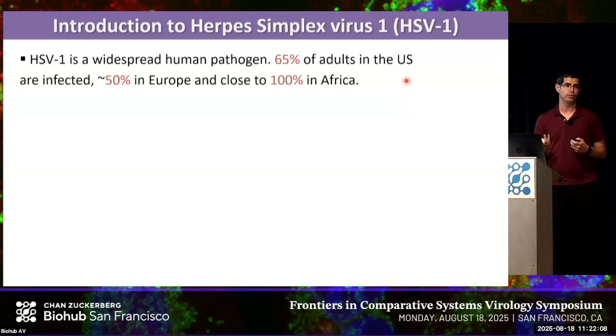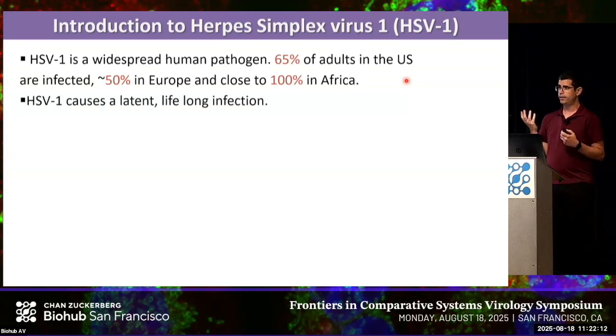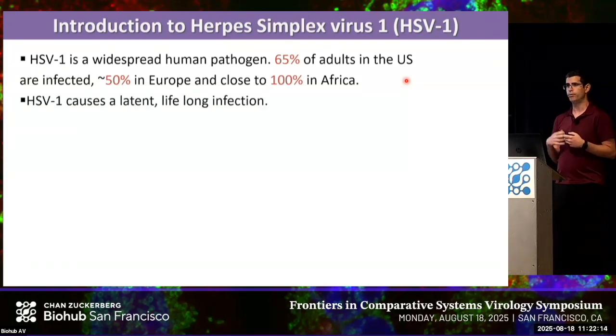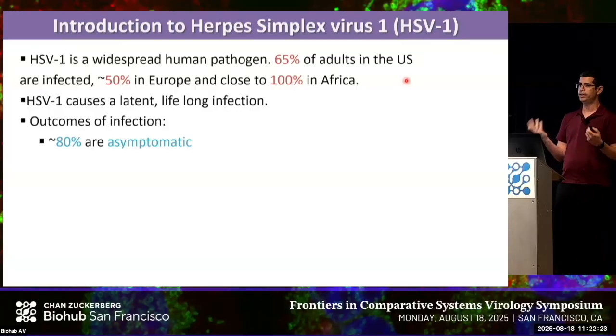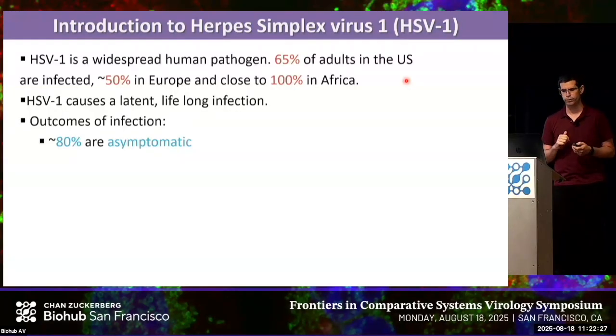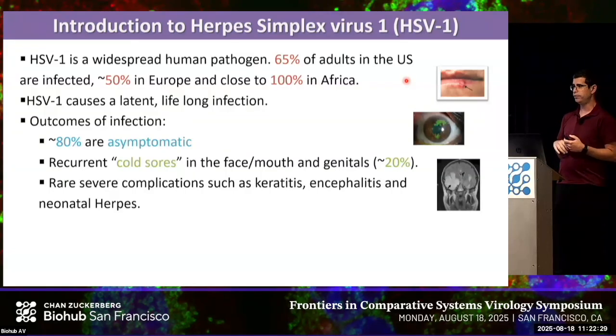It's a very widespread human pathogen. Most of us have been exposed and are infected. Once you're infected, you remain infected. It remains dormant in the peripheral nervous system with occasional reactivation throughout life. Mostly these are asymptomatic, so we carry this virus around, we shed it, we infect other people without ever knowing we do so. In about 20% of cases, we have recurrent cold sores in the face, mouth, and genitals.